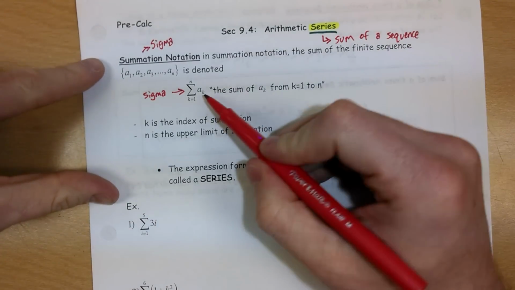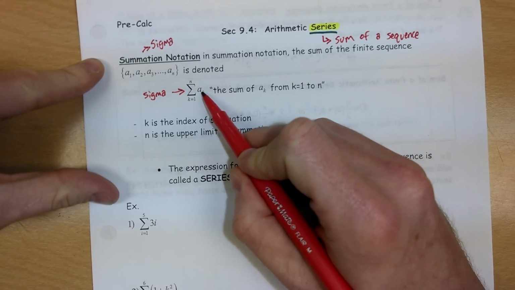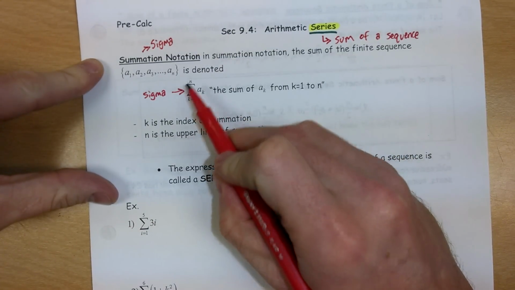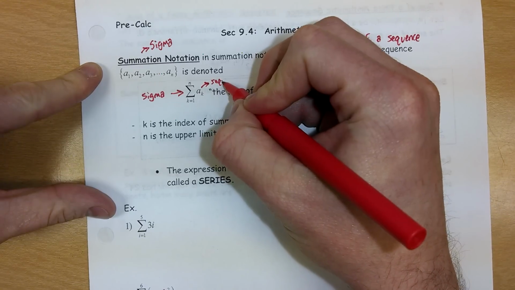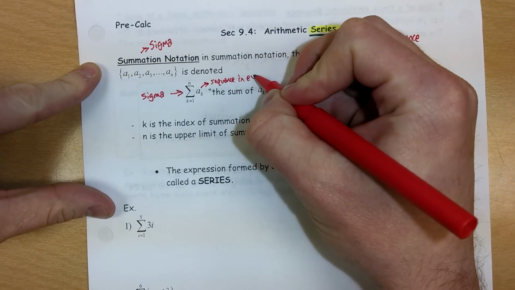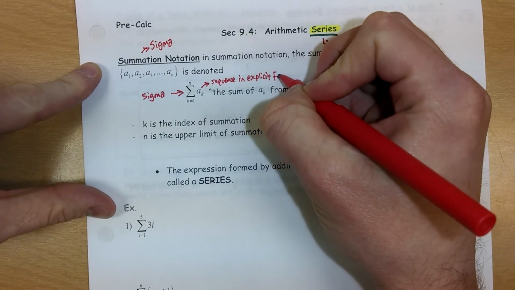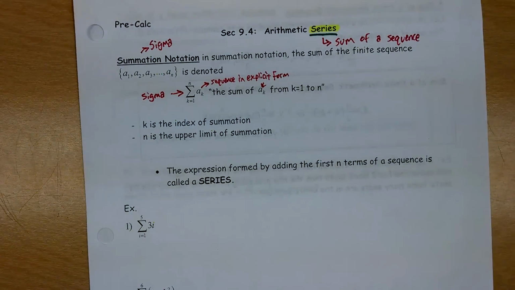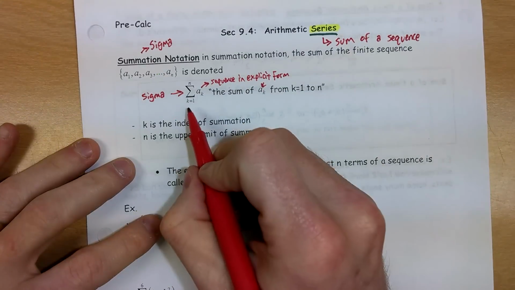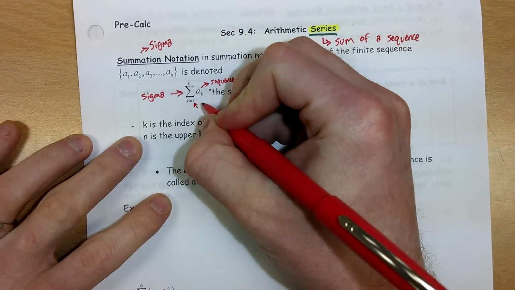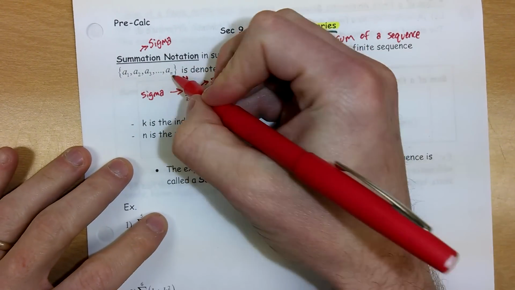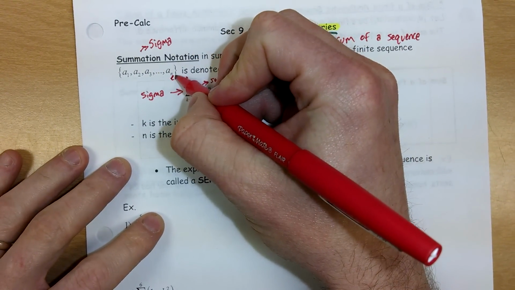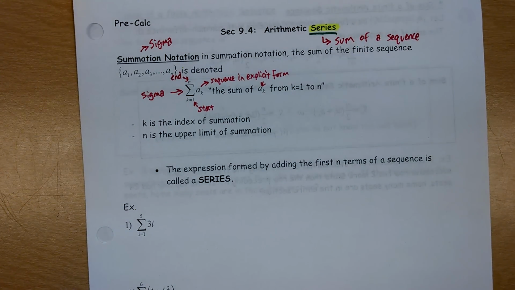So if we want to read this, we read the sum of our sequence A sub k from k equals 1 to n, where A sub k is our sequence in explicit form. So we can't plug a recursive formula into sigma notation. And we've got this k equals 1. K is the index, and this 1 is our starting term number, and the n is our last term number, or the end of our sequence. It's the upper limit.